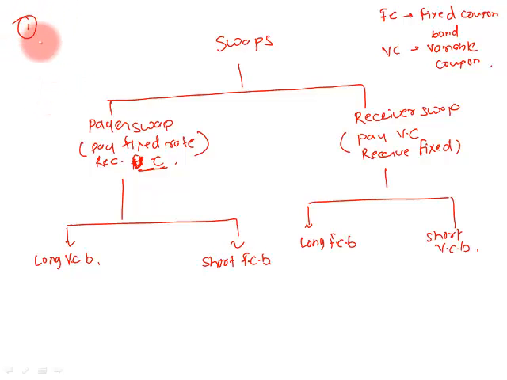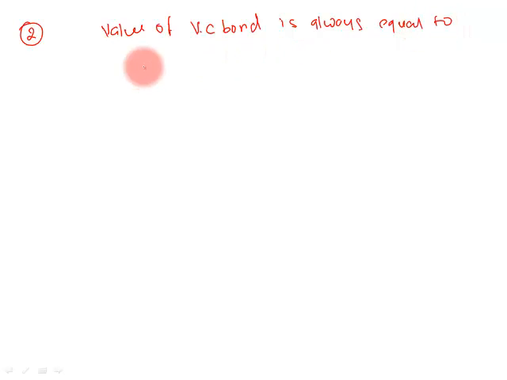Now step 2, we need to prove something that we had done at level 1 as well. That the value of a variable coupon bond, that means a floating rate bond, is always equal to par value on reset date. Do you remember this? That a variable coupon bond, a floating rate bond, will always trade at its par value on each of the reset date. So we'll do an example to understand this.